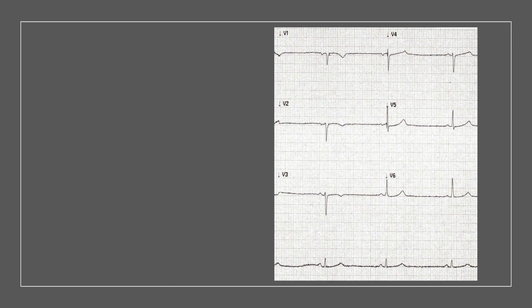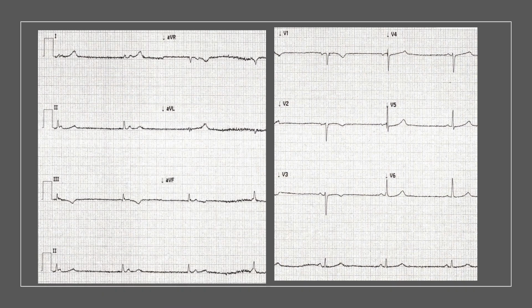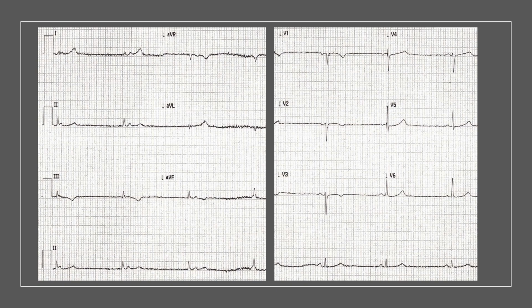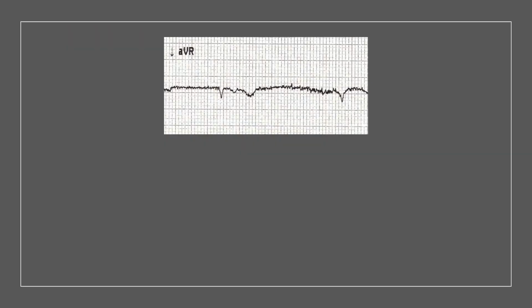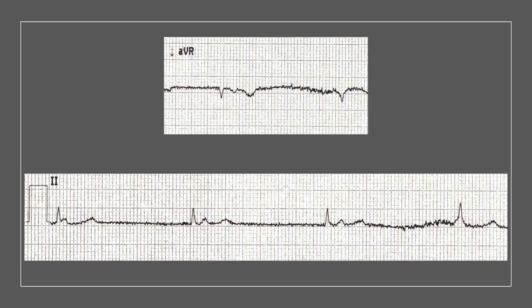So let's make things a bit bigger. Here's the second half of the ECG. Everything is absolutely normal. Here's the first half, and as we can see here, P waves are inverted in AVR. P waves are upright in lead 2. AVR inverted P waves. Lead 2 upright P waves. So that means that this is a sinus rhythm, so it cannot be junctional rhythm to start with.